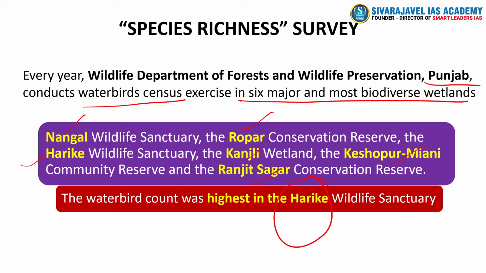It was conducted by the same department, the Department of Forests and Wildlife Preservation, Punjab, but along with WWF India, World Wildlife Fund India. According to Wetlands International, water birds are defined as species of birds that are ecologically dependent on wetlands. So those birds dependent on wetlands are called water birds, and this definition is given by Wetlands International.